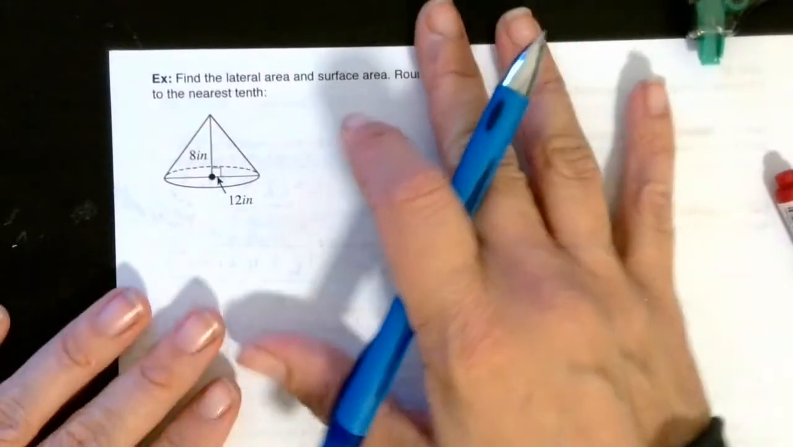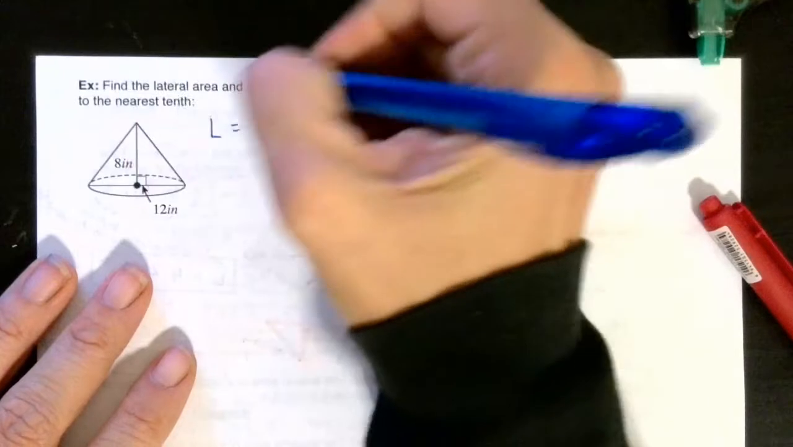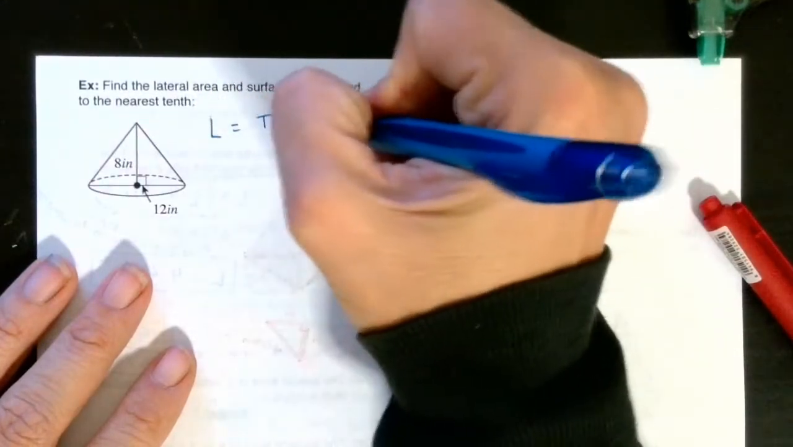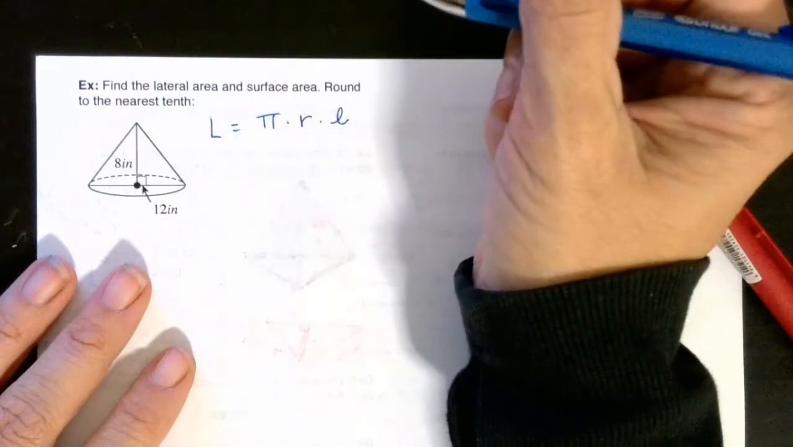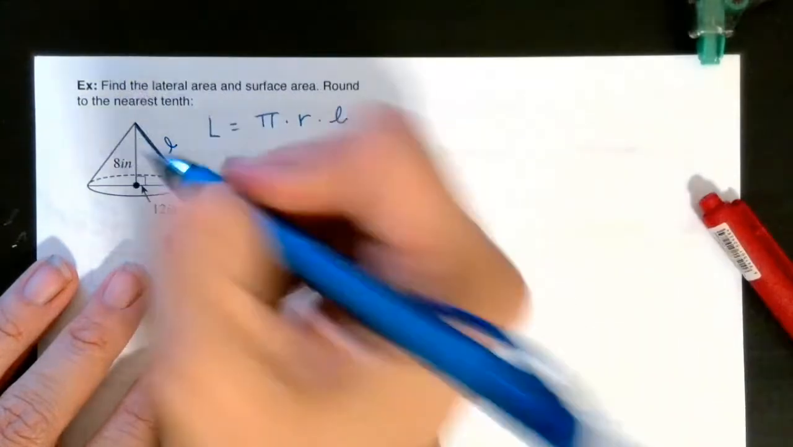Alright, I think we have one last one on the back side, so let's go ahead and take a look at this. This one right here looks like the clown hat. It's upside down. Yeah, party hat, not clown hat. So what we need to find the lateral area is we need pi times r times L. So we need this number right here. That's the L. And then we need the radius.